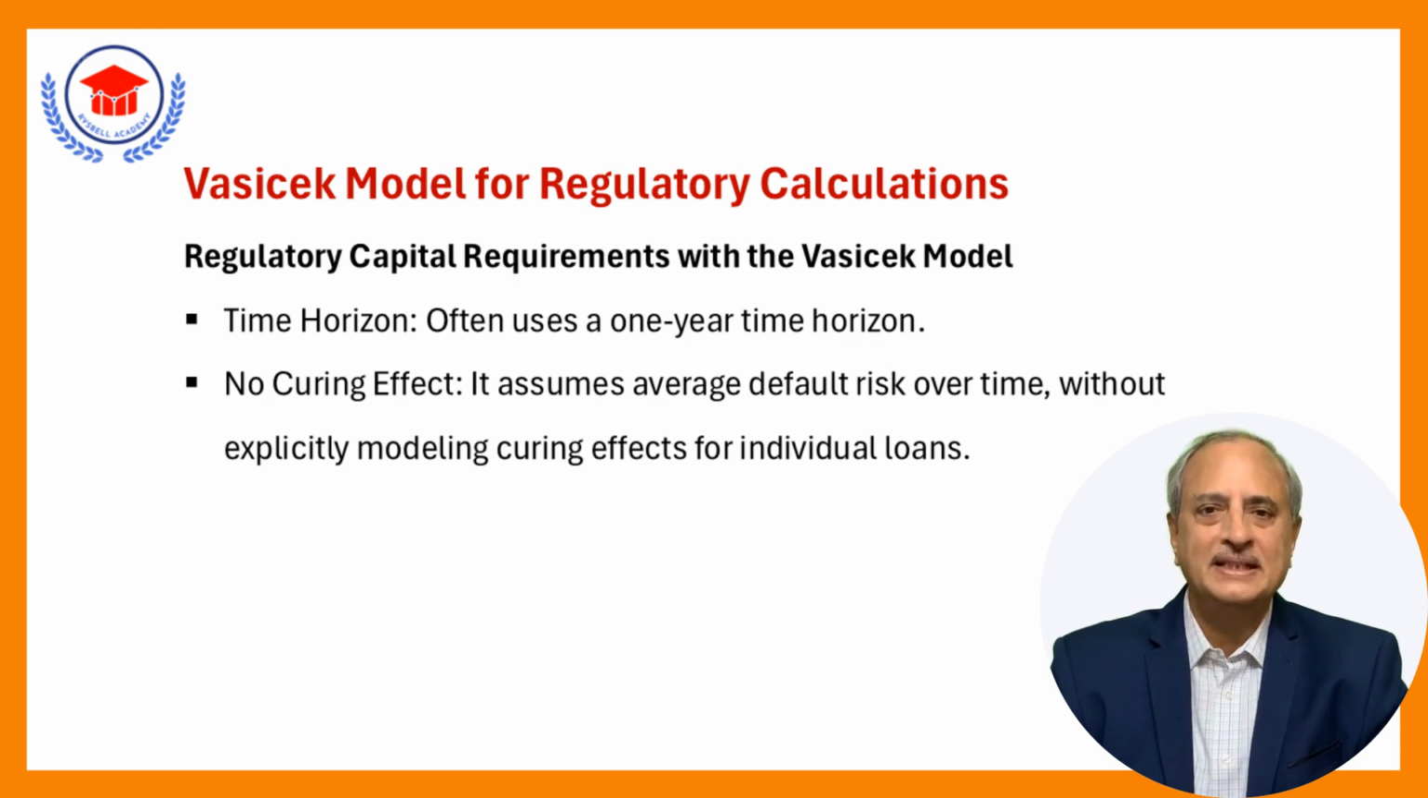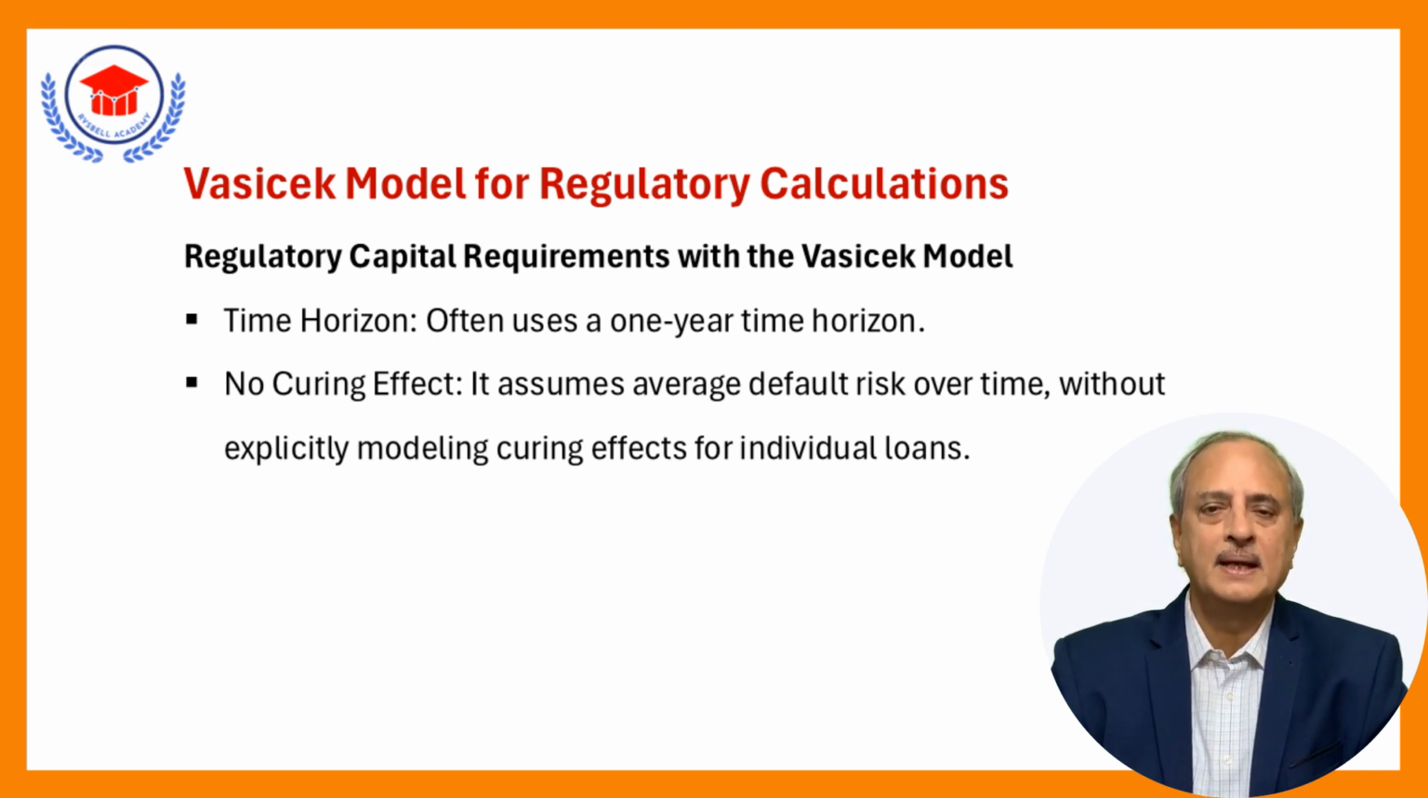Step 4. Vasicek model for regulatory calculations. For regulatory capital calculations, the Vasicek model often assumes a one-year time horizon. It doesn't explicitly model curing effects for individual loans, but considers an average default risk over time. This makes it useful for setting capital requirements.